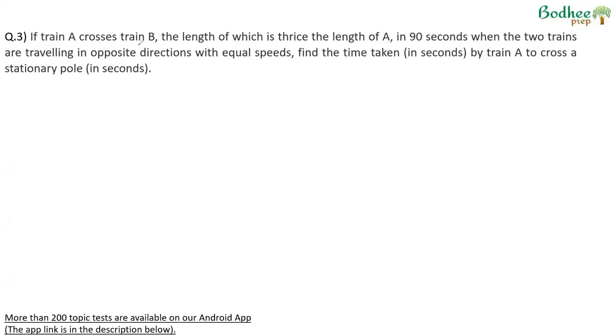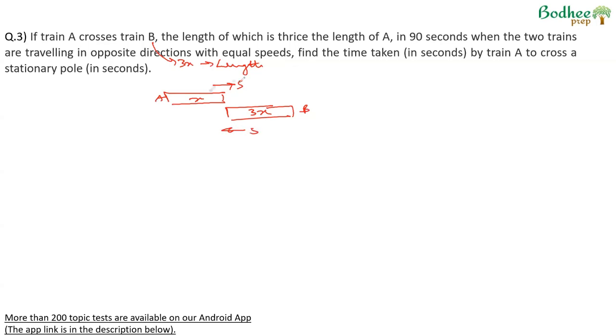If train A crosses train B, the length of which is thrice of A. So if the length of A is x, the length of B is 3x. They cross in 90 seconds when the two trains are traveling in opposite direction with equal speeds. Okay, so opposite direction, this is train A, this is train B. Length of train B is 3x. Opposite direction, let the speed be s for both of them.